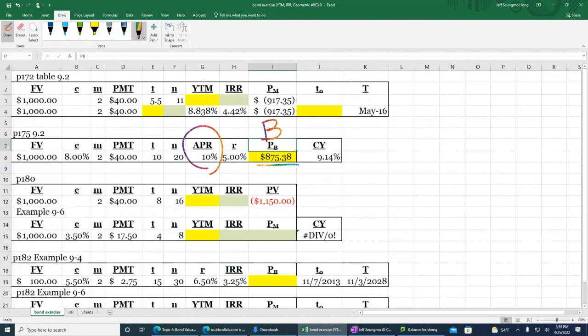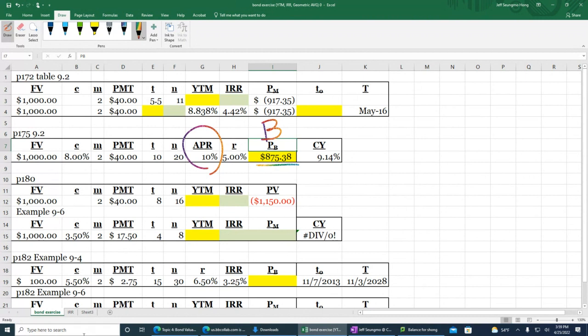And that's the reason why I use PV here. Again, so that's what the current yield is.